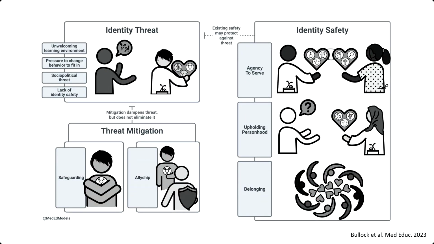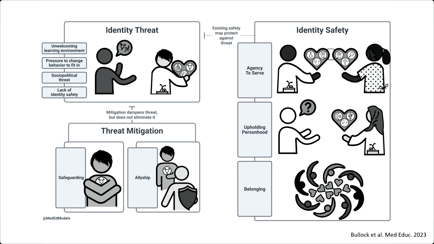So this is our model. We start with identity threat. Well, we really started with safety, but identity threat exists. We talked about that we need strategies to mitigate threats. I think one of the important things about identity safety, one critique that people often raise is, well, everyone's not going to be safe all the time. That's not realistic to aim for.